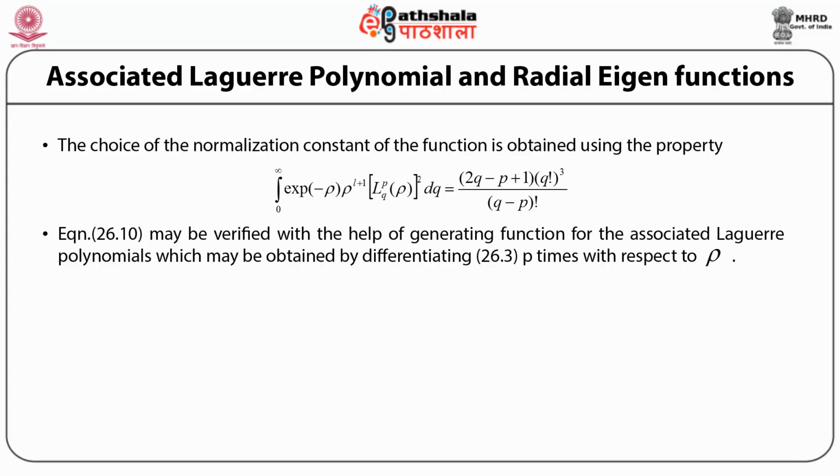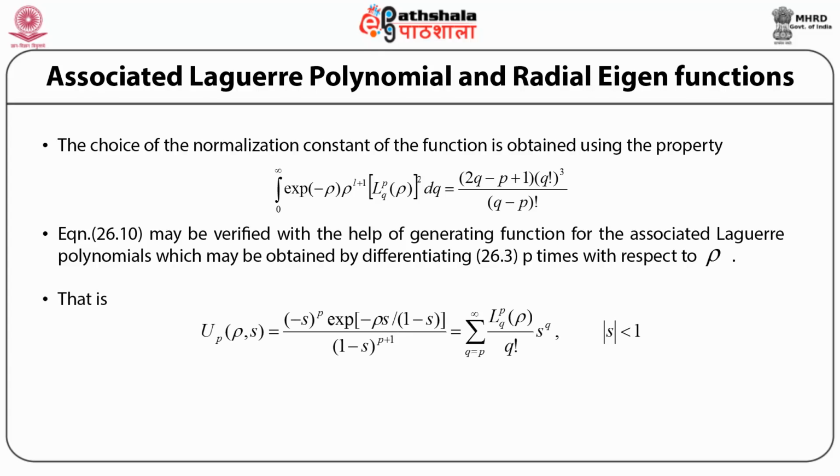which may be obtained by differentiating 26.3 p times with respect to rho, that is, U_p(rho, s) equal to minus s^p exponential minus rho s divided by (1 minus s), the whole divided by (1 minus s)^(p+1), equal to summation over q equal to p to infinity of L_q^p(rho) divided by q factorial multiplied by s^q, where the modulus of s is less than 1.